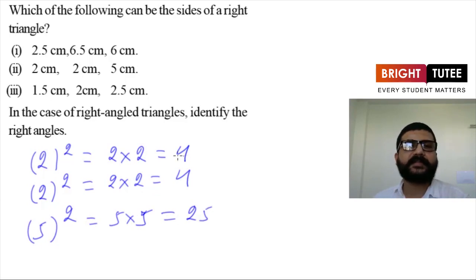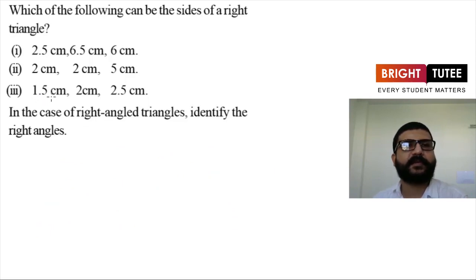Now what do you think about these sides? Can they form a right angle triangle? No, because here the sum of the squares of two sides is 8, whereas the square of the third side is 25. So it means Pythagoras property is not satisfied here. So it means this is not a right angle triangle. Now the next part.